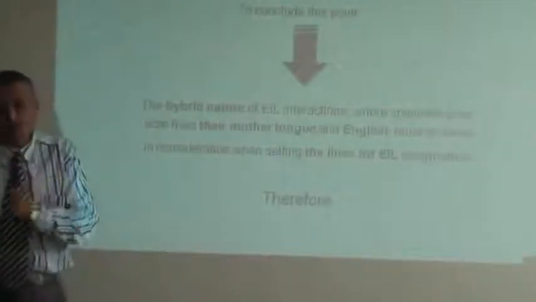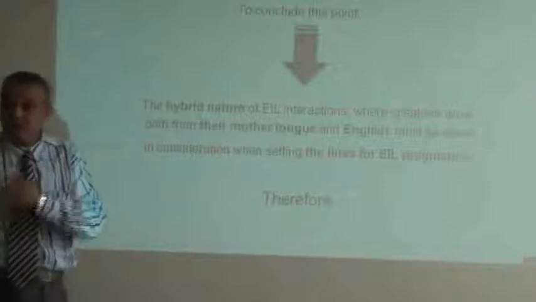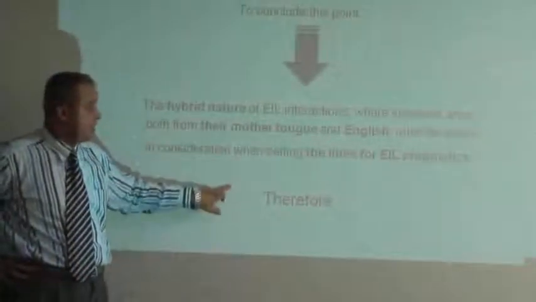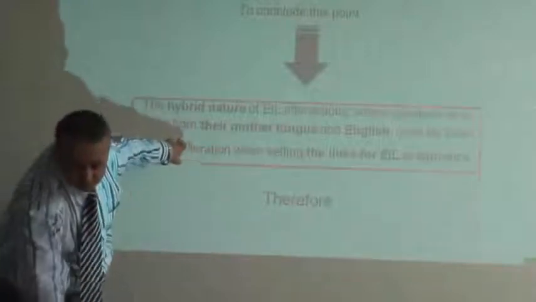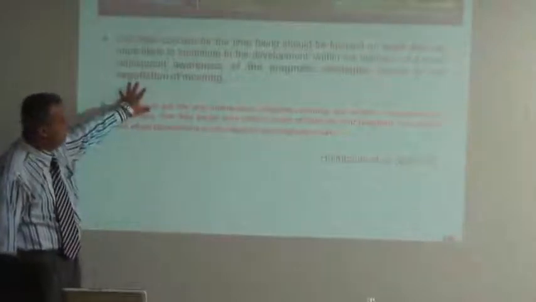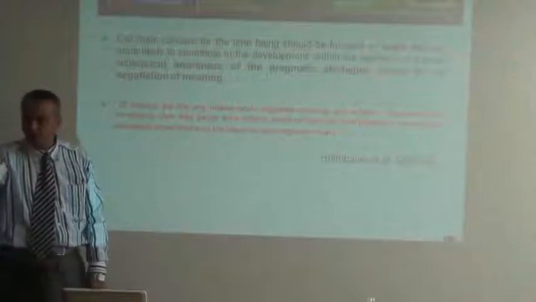To conclude this point, the hybrid nature of EIL interactions, where speakers draw both from their mother tongue and English, must be taken into consideration when setting the lines of EIL pragmatics. So when we talk about pragmatics in English as an international context, we need to take into consideration that the speakers of this particular variety of English come from different origins, from different cultural backgrounds, and they speak different languages. Therefore, our main concern for the time being should be focused on ways that are more likely to contribute to the development within our learners of a more widespread awareness of the pragmatic strategies I talked about.